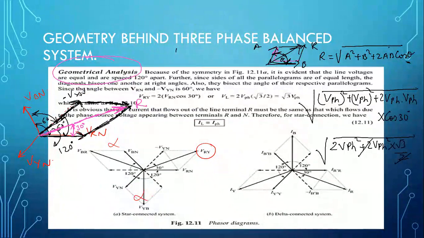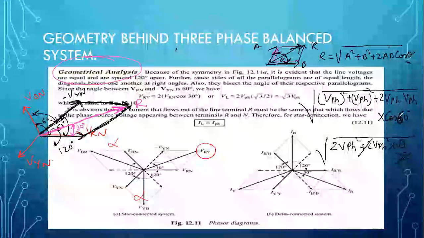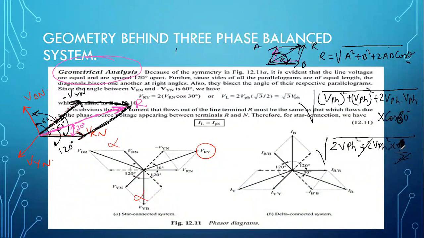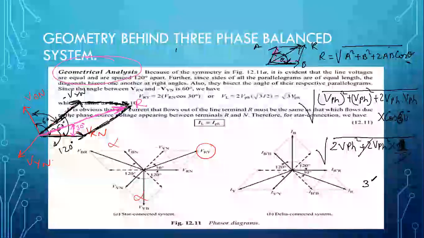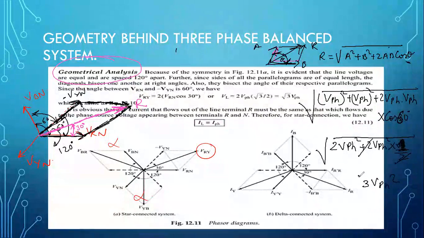So what is my angle between VYN and VRN? The angle is 60 degrees. So here I should place the value 60. What is the value of cos 60? It is 1 by 2. Okay, so this 2 cancels, so this is 2 Vph square plus Vph square, so this is 3 Vph square.